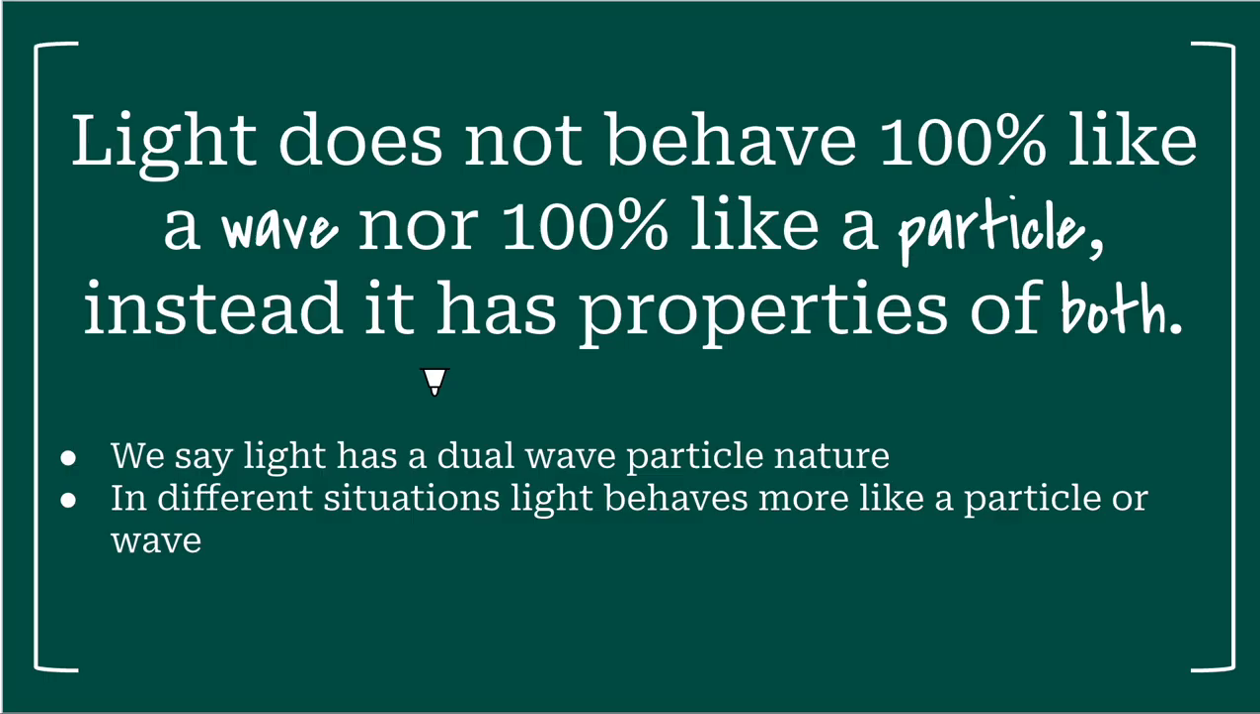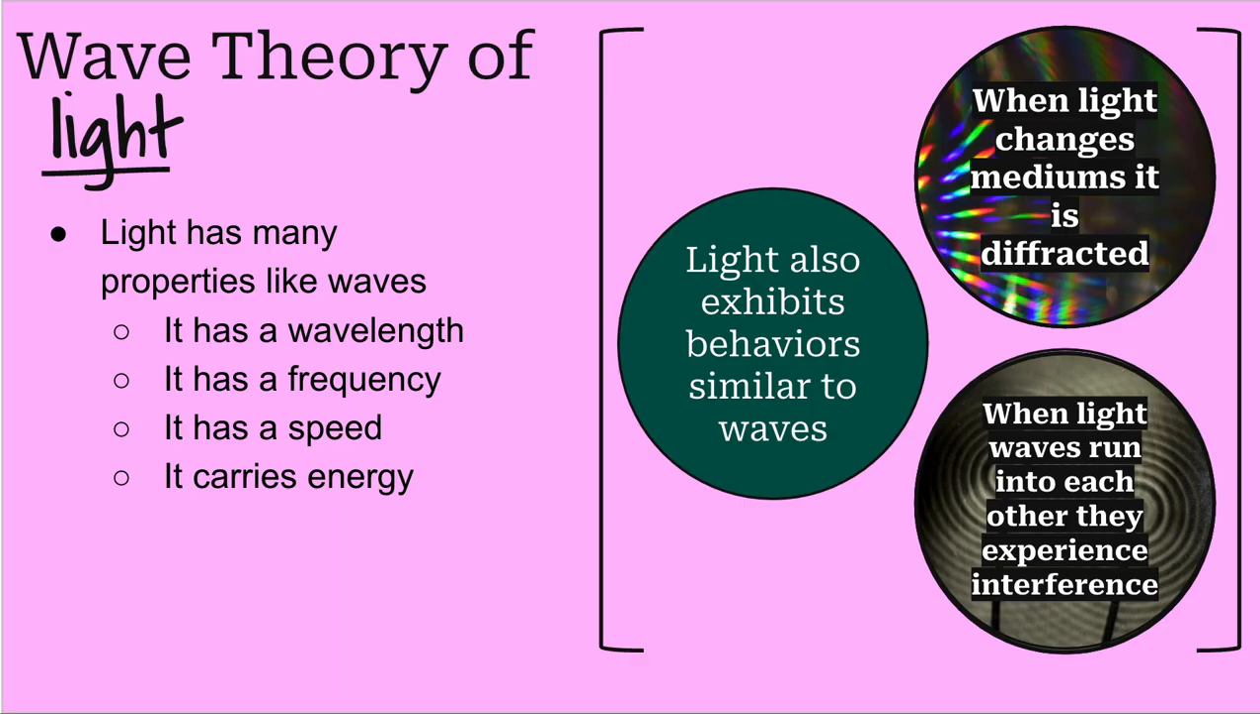Now, light is interesting because it doesn't behave 100% like a wave, and it doesn't behave 100% like a particle either. Instead, it has properties of both. So in the science community, we say it has a dual wave-particle nature. That means in some situations, it's going to behave like a wave, and in some situations, it's going to behave more like a particle. And it depends on the situation which model is more appropriate. And we'll start by looking at the wave theory of light.